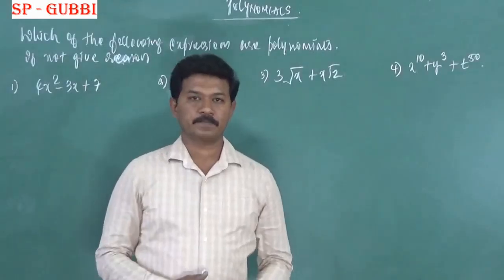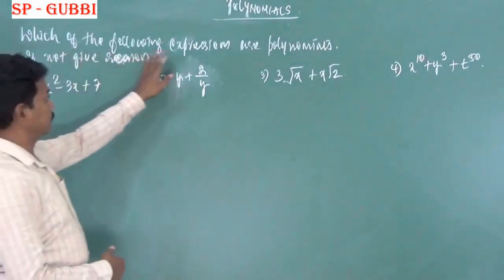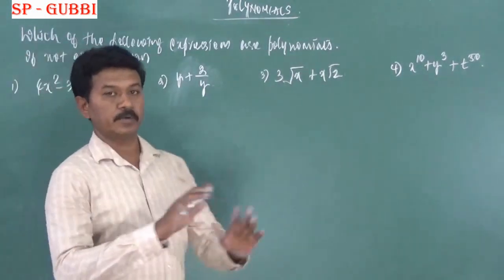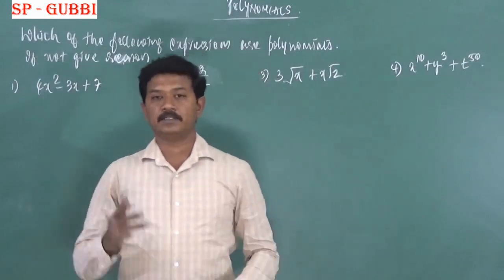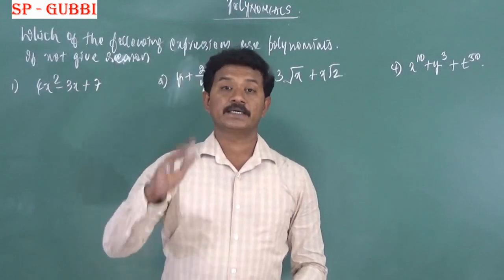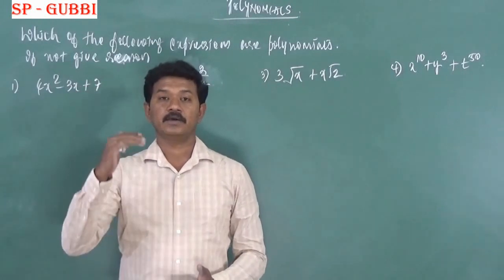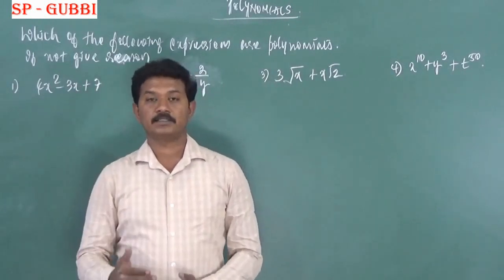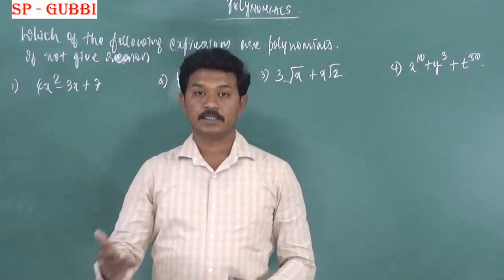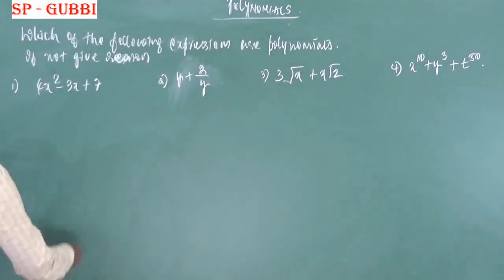Now we will go with the next part of polynomials, where we will be going with this question: which of the following expressions are polynomials? If not, give reason. If it is a polynomial, no problem, we will just write that it is a polynomial. If it is not a polynomial, we have to write the reason for that. Here we are dealing with polynomials having a single variable, the same variable. Okay, let us go with the first one.